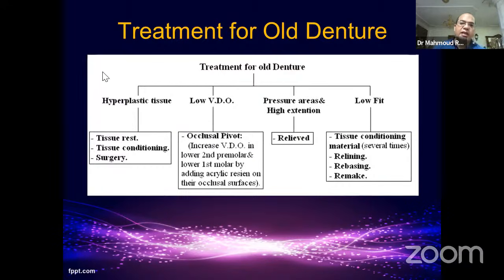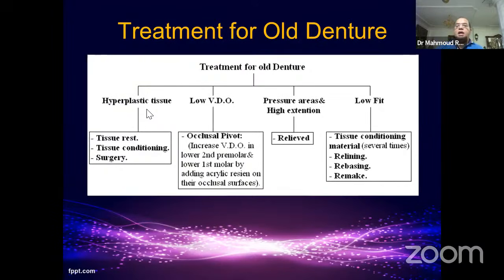Hyperplastic tissue here, the management. We must identify the difference between hyperplasia and hypertrophy. Hypertrophy is increased size of cells of the mucosa. But hyperplasia or hyperplastic transformation is increased number of the mucosal cells. So the hyperplastic tissue is preferred to be removed surgically, but hypertrophy may disappear after you have a denture rest.